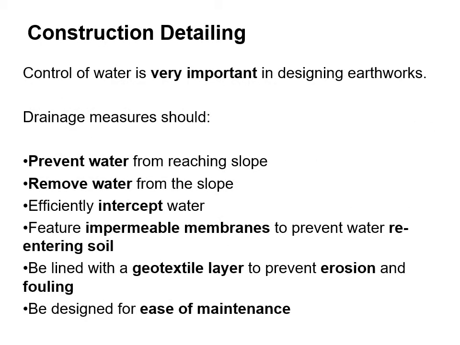Control of water is very important in terms of designing earthworks. Drainage measures should prevent water from reaching the slope, remove any water that does reach the slope, and efficiently intercept the water. There must be features such as impermeable membranes to prevent water re-entering the soil, and it must be aligned with the geotextile layer to prevent erosion and fouling. They must also be designed for ease of maintenance.